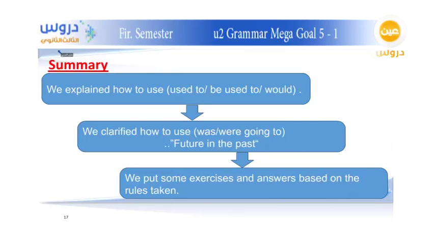As you can see here, we have the summary of what we did today. We explained how to use used to, be used to, or would, and we clarified how to use was or were going to, future in the past. We also put some exercises and answered them based on the rules that we took.